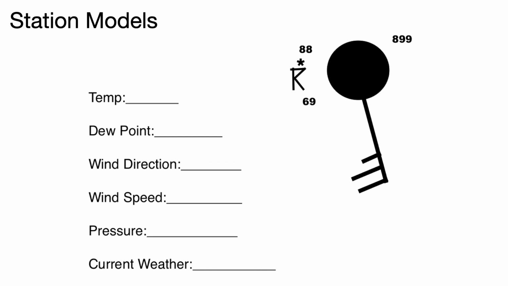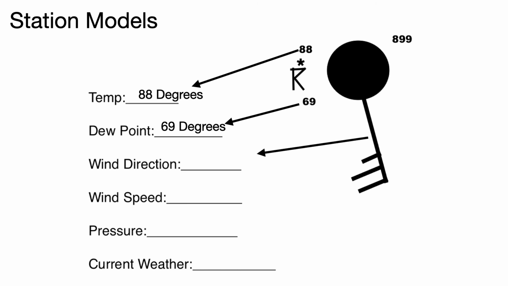Let's go through the solution really quickly. Remember, temperature is always found in the top left corner, which in this case is 88 degrees. The dew point is always the bottom left corner, which in this case is 69 degrees. So now I know the temperature and moisture level of that air. The wind direction in this case is southeast because it's pointing from the south and a little bit to the east. The wind speed is 25 knots. 2 longs and 1 short would be 10 plus 10 plus 5.